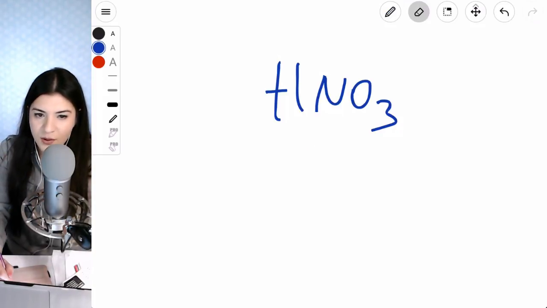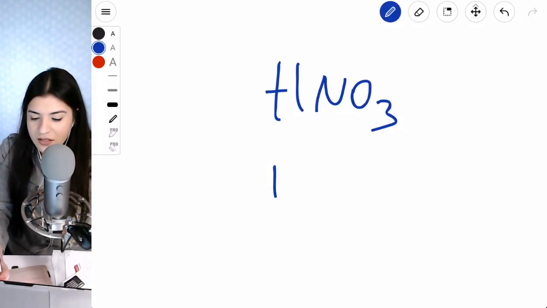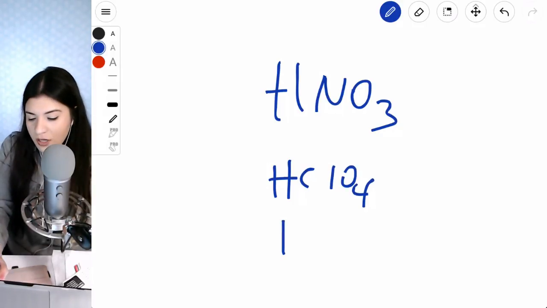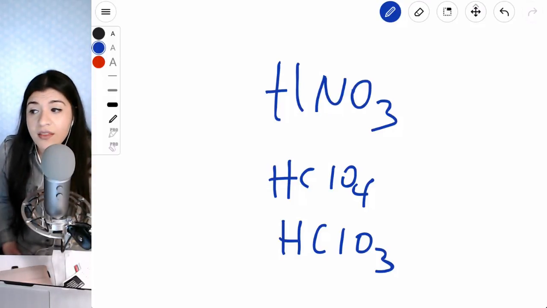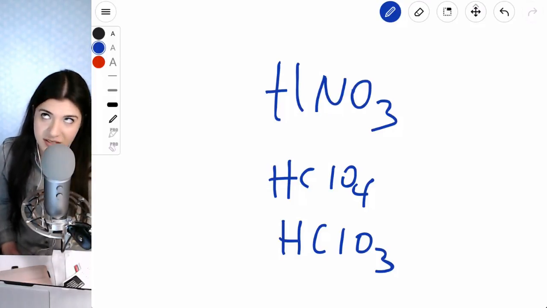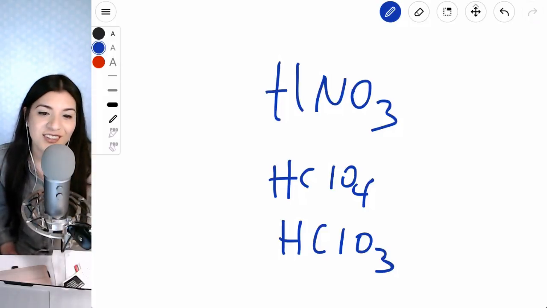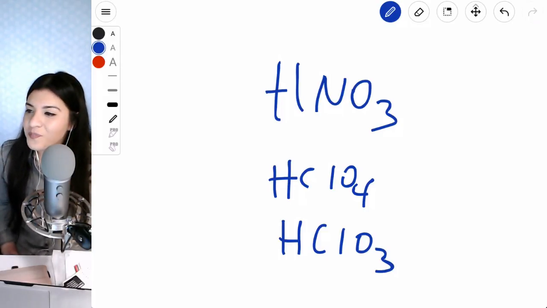And then same thing goes for, let's say if you had HClO4, HClO3, all of these are strong. All of these are strong acids, thus they will completely dissociate. Thus, they are strong electrolytes. Okay, so that's something to know.